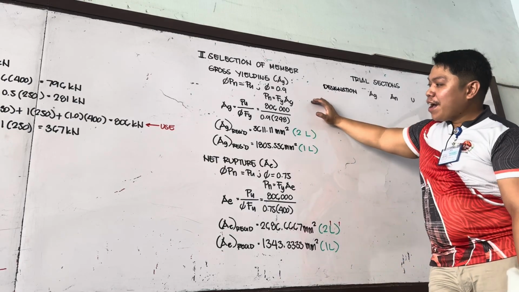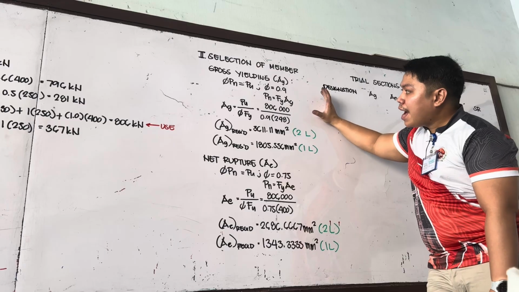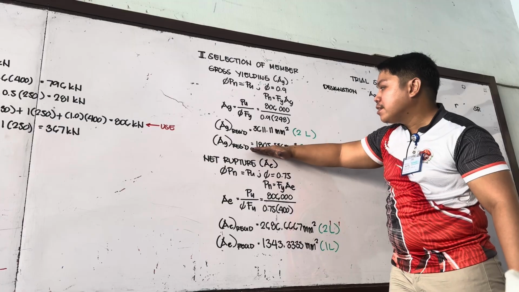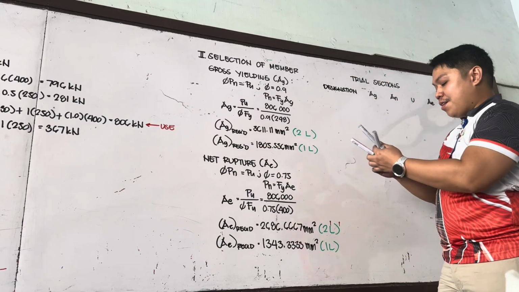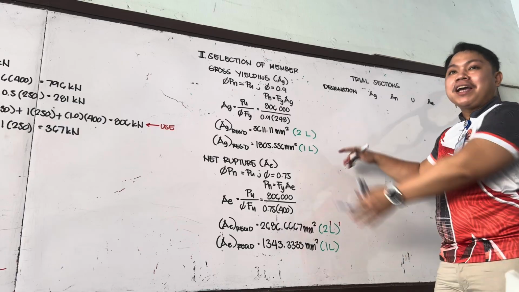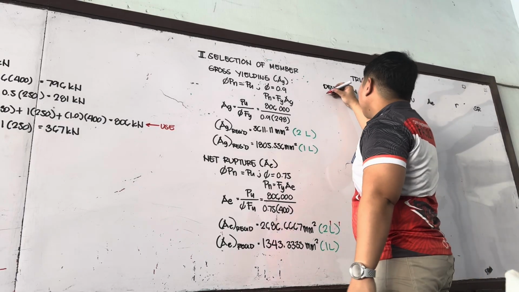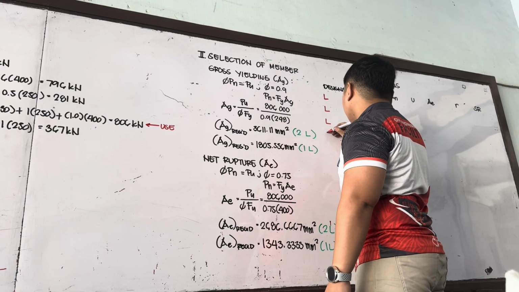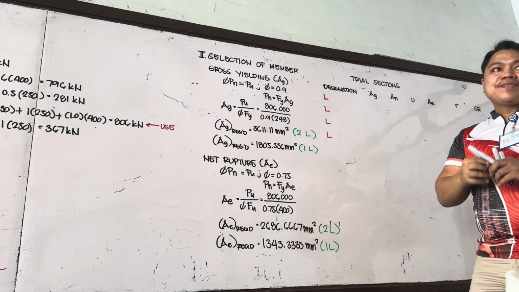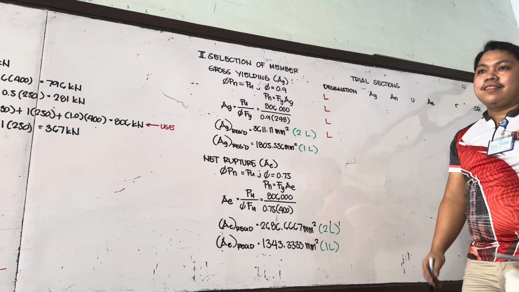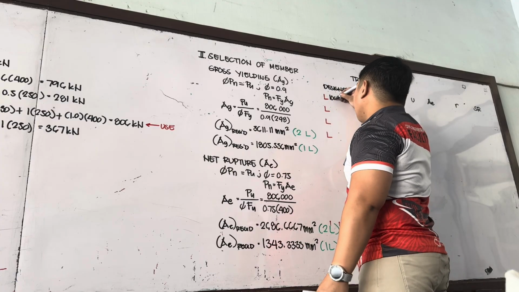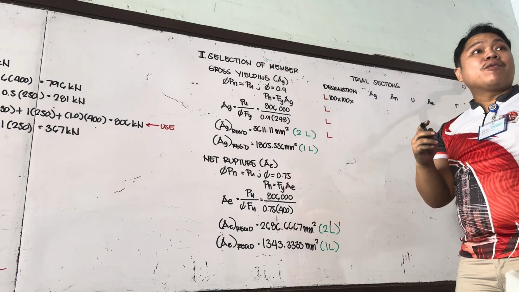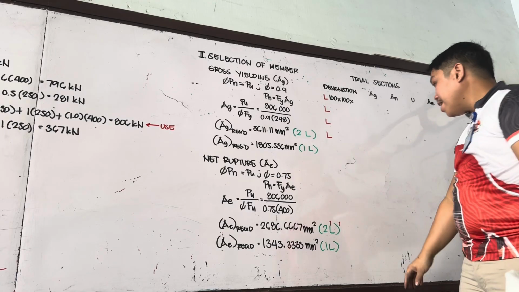Go na. Find an equal length nga angle nga makasatisfy sa gross area nga 1805.556. Go. Continental steel, hindi naman pakita sa board. Open continental steel. Mga apat, anong first candidate? 100 by 100 equal leg.